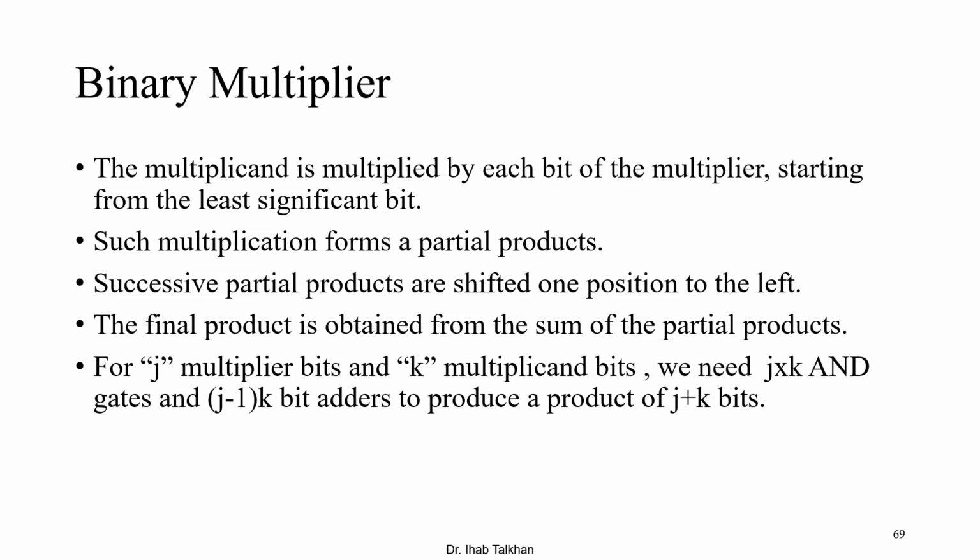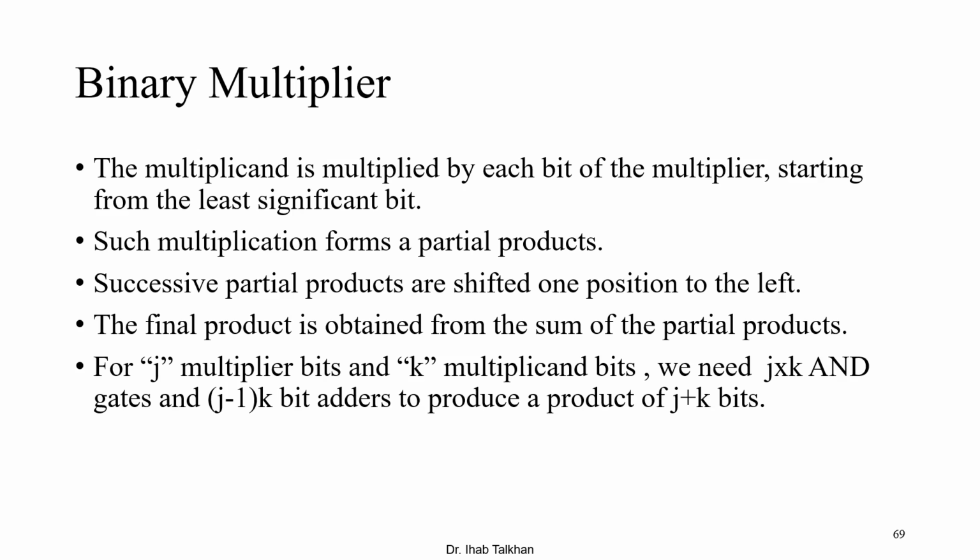Now we need to build what's called binary multipliers. The binary multiplier is very simple and very easy to handle, because as you can see in the structure, it follows the scenario of multiplying two numbers by each other. The binary multiplier multiplies the multiplicand by each bit of the multiplier, starting from the least significant bit. Such multiplication forms a partial product. Successive partial products are shifted one position to the left. The final product is obtained from the sum of the partial products.